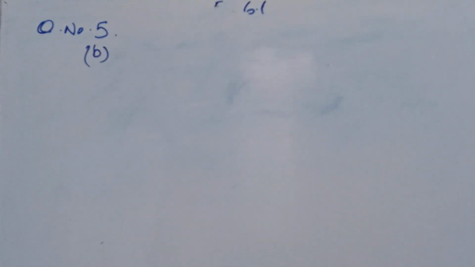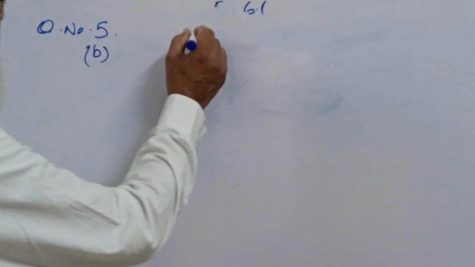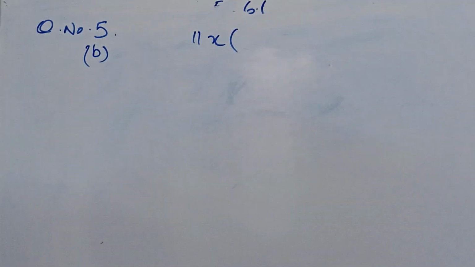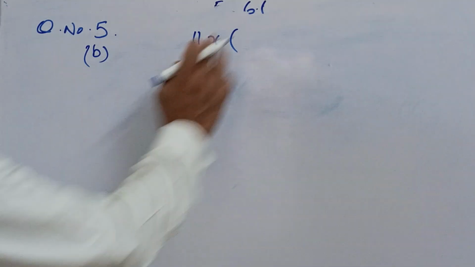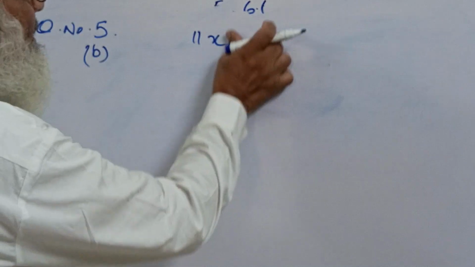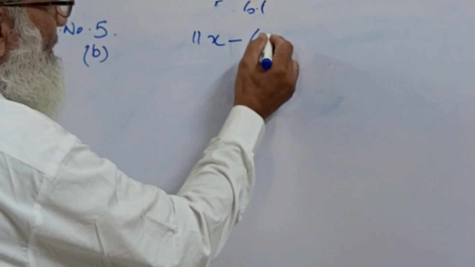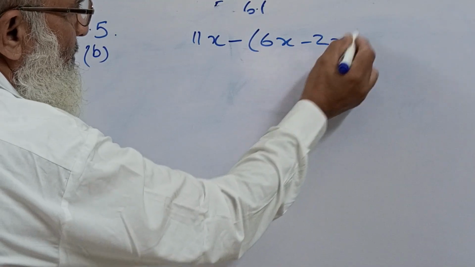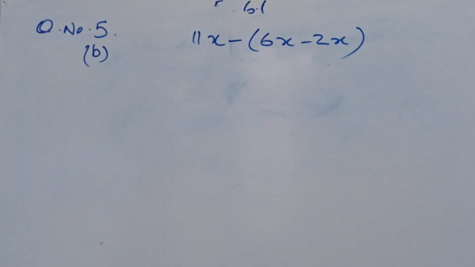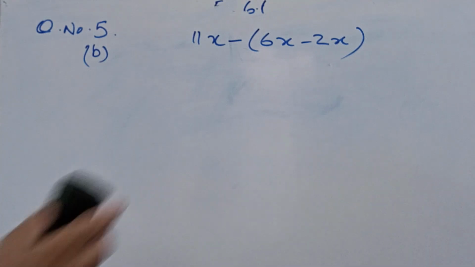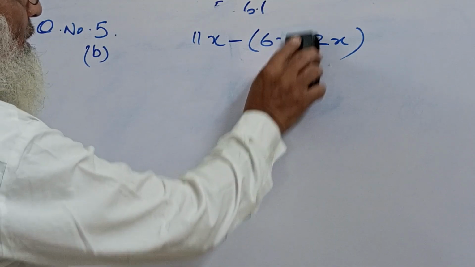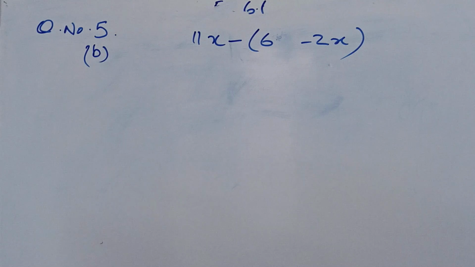Part B is 11x minus 6 minus 2x. No, there is only 6 over here. 11x minus 6 minus 2x.